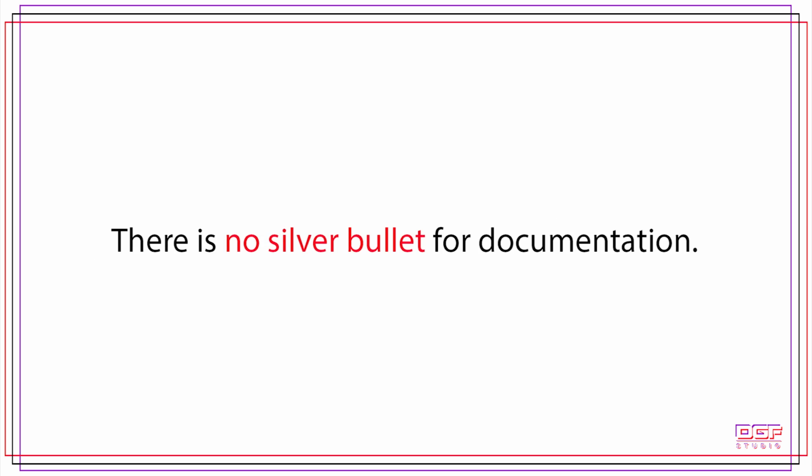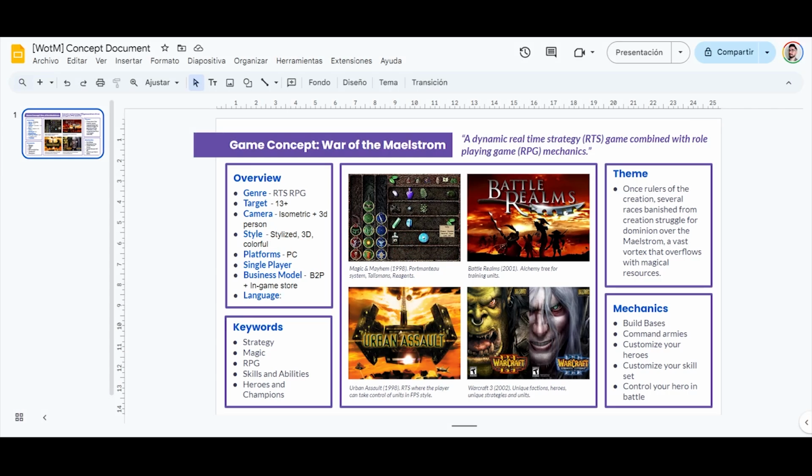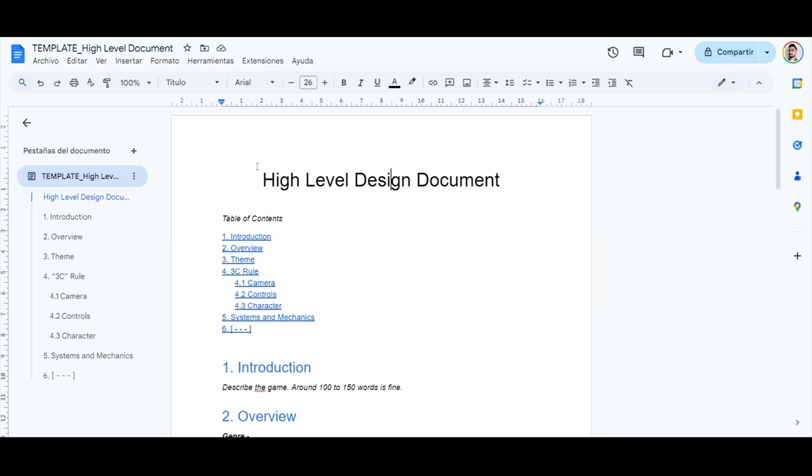During the first video of this series, I extended a disclaimer. There is no silver bullet for documentation. There isn't going to be one way of writing a high-level document. That being said, there is a structure that I follow that articulates the information in an organized and clean way. With the concept document at hand, we will expand the initial information in the following way.